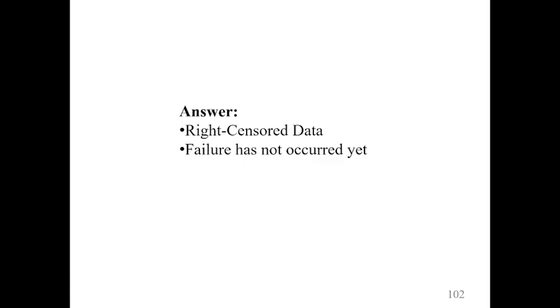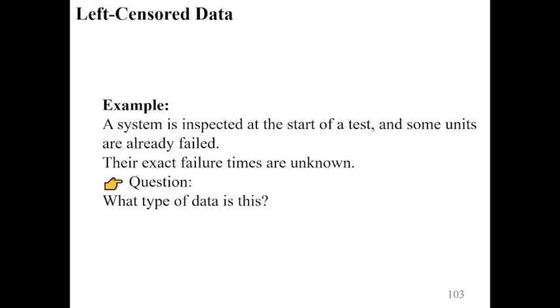Right censored data is, as I told you, the most common type of censored data. It occurs when a unit has not failed by the end of the observation period. In this example, the remaining devices are still functioning, so their exact failure times are unknown. These data points must still be included in the analysis as they provide valuable information about system reliability. So, this is a very simple answer.